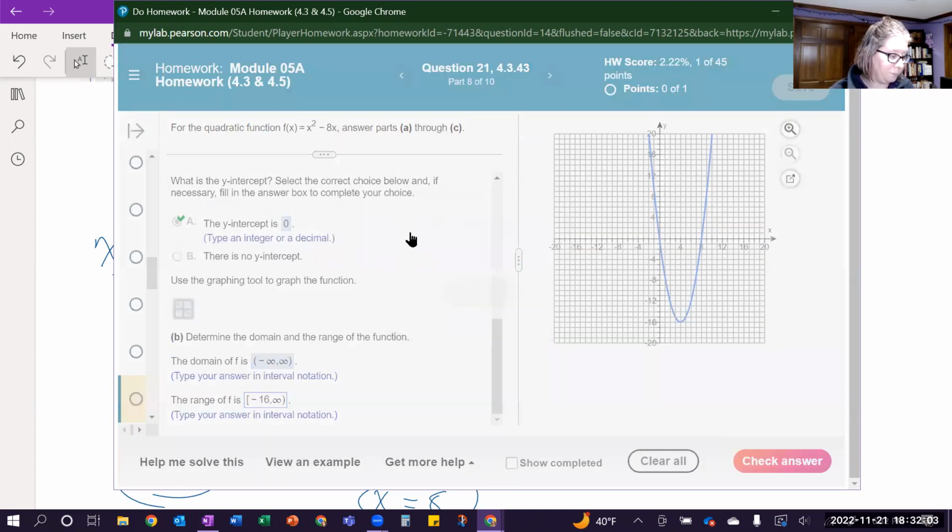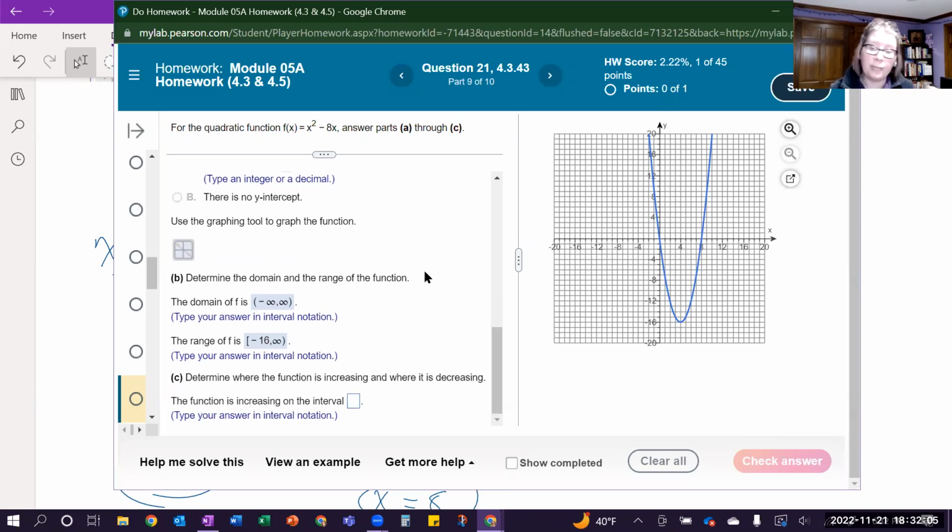And there we go. Then it's asking for increasing and decreasing. So with a parabola, one side's going to increase, one side's going to decrease, depending on if it opened up or down. You go from left to right across the x-axis, though, to determine that.